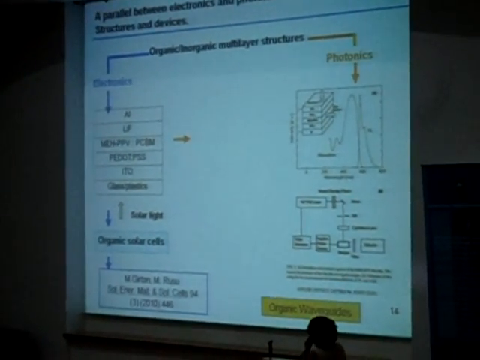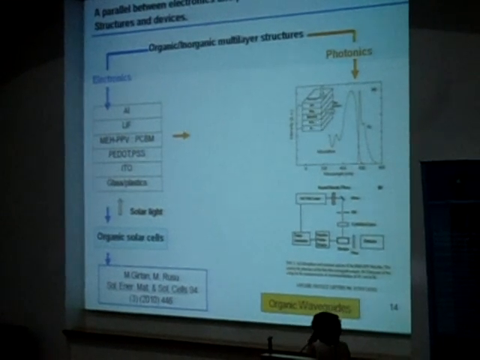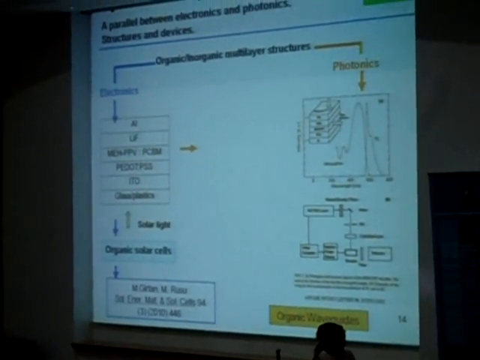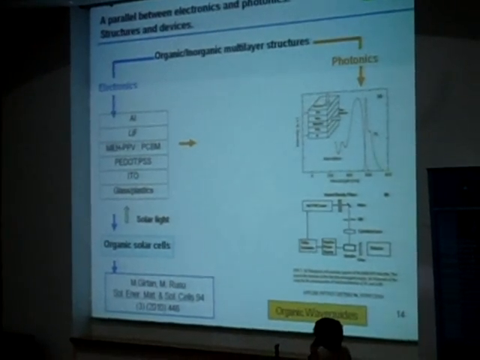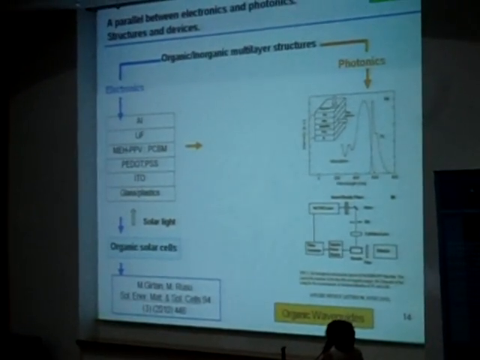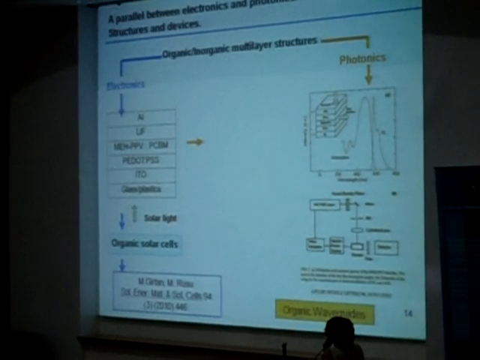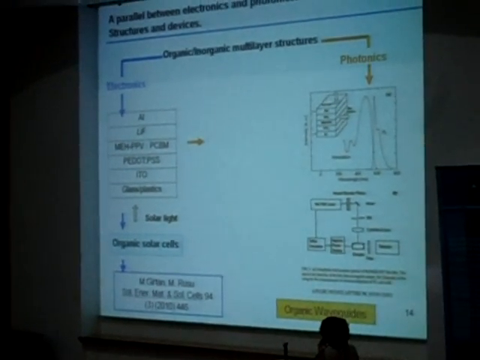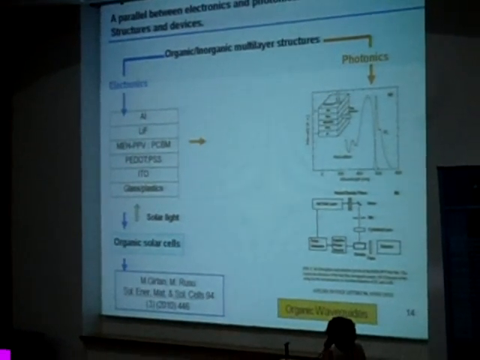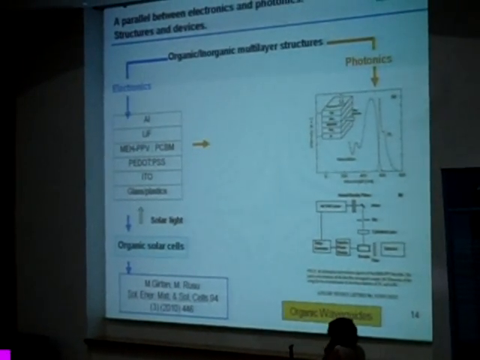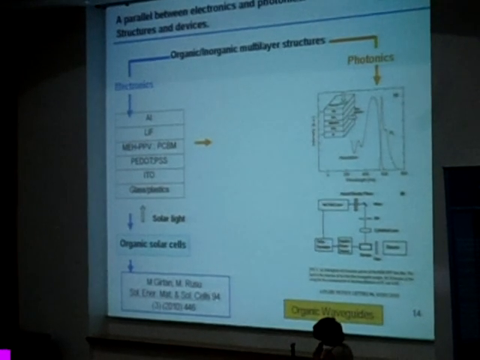And now let's have another look at the organic solar cell. The classical structure of an organic solar cell is a substrate with ITO, a transparent electrode. Then there is a buffer layer, and then a blend between a polymer and fullerene, and a buffer layer again, and then a metallic layer as a back electrode.